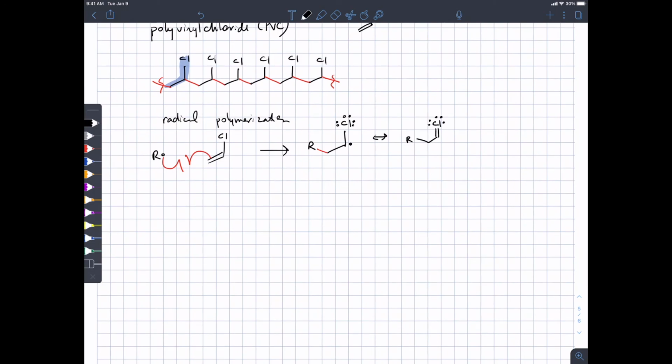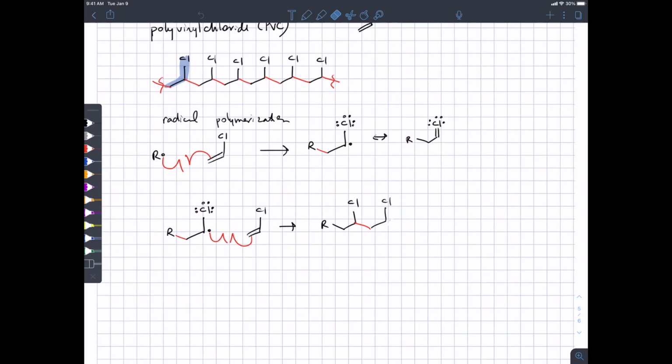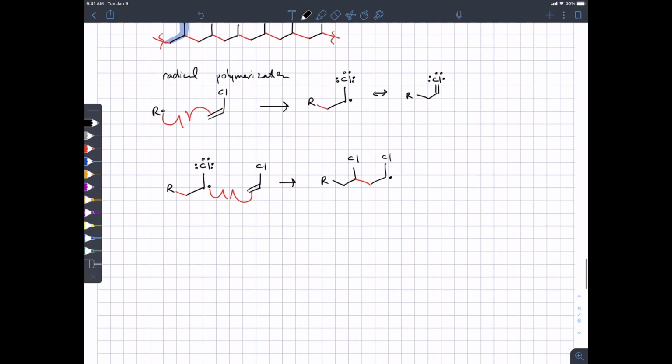And then in a second propagation step, this radical on carbon will attack another subunit of vinyl chloride. Again, a single electron attacks the pi star. We make a new bond, and the radical ends up on the more substituted carbon, where it's more stabilized by, in this case, resonance.